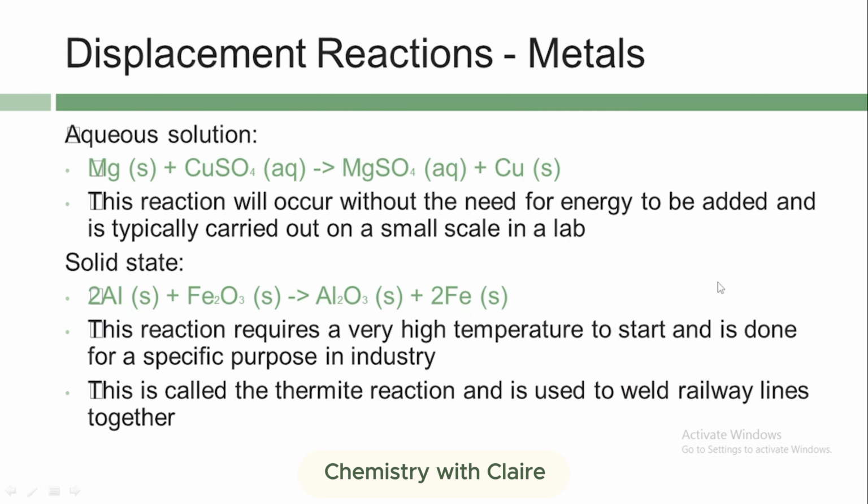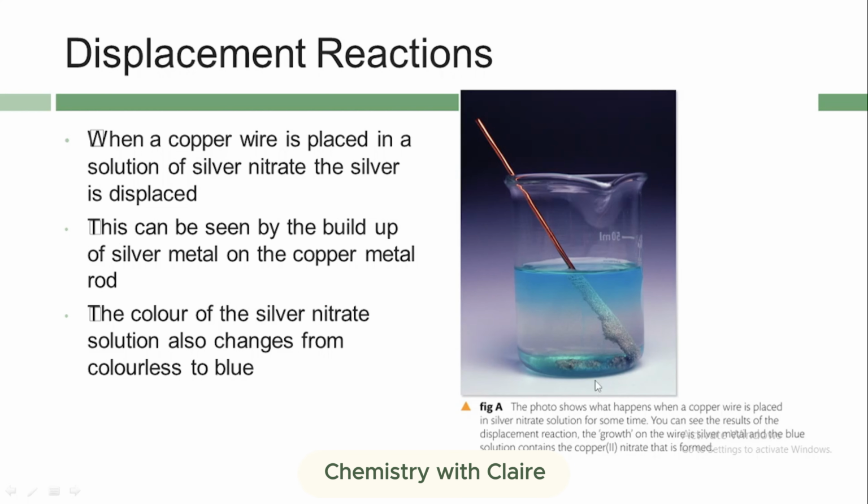Then we have displacement reactions. We already know what displacement reactions are from O levels, that these reactions can happen for metals and also for halogens. A more reactive metal will displace a less reactive metal from its solution. And we have an example shown here.